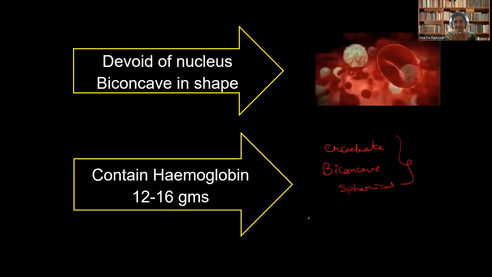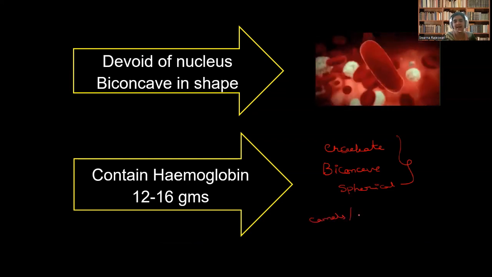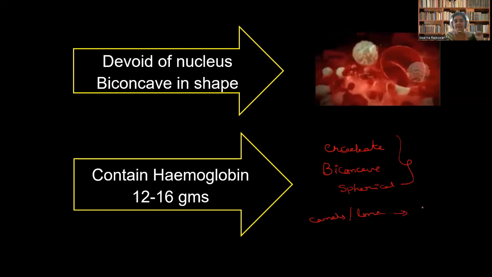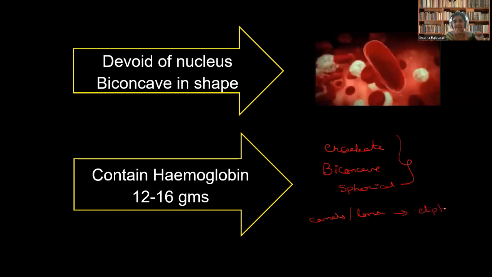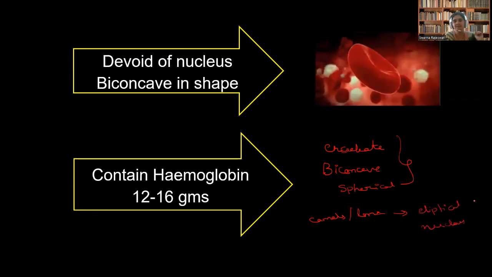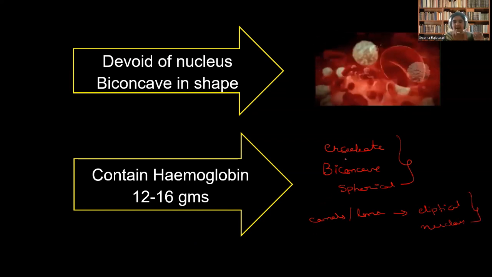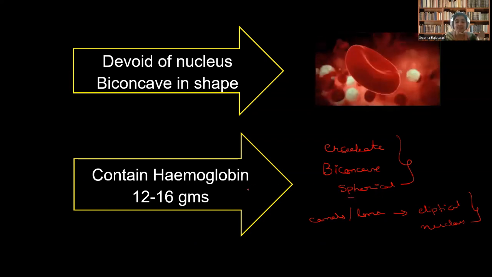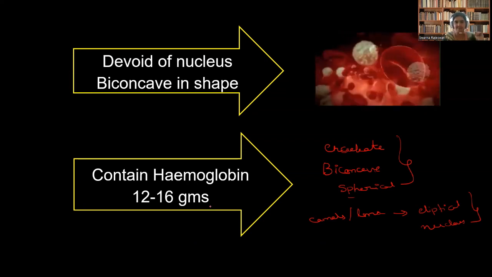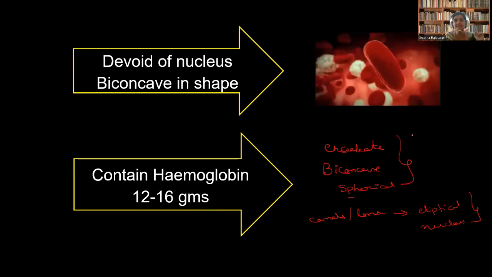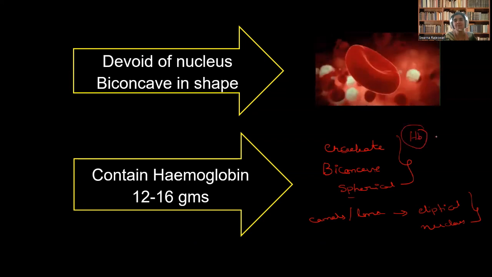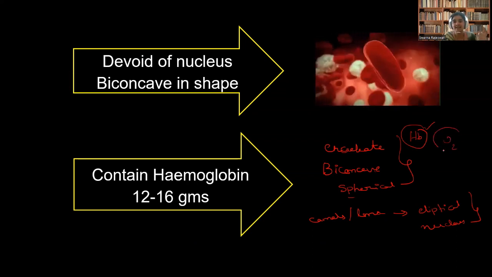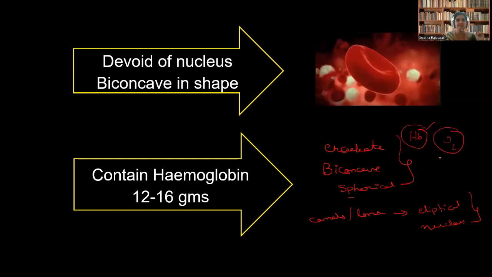Whereas there are some exceptions like camels and llama, where the RBCs are elliptical and the nucleus is also present. So this is an exception. Normally in the case of man, it is enucleate, biconcave and spherical in shape. It contains hemoglobin of about 12 to 16 grams. Biconcave nature is essential so that it helps in the attachment of hemoglobin. It is the main pigment which gives the redness of the blood, and it is essential for the attachment of oxygen.